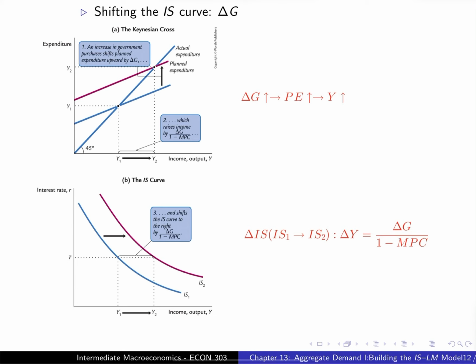In the IS curve diagram, at a fixed interest rate R bar, the rise in income or output causes the IS curve to shift rightward from IS1 to IS2. The size of this shift is the same: the shift in IS is delta Y equals delta G over (1 minus MPC).